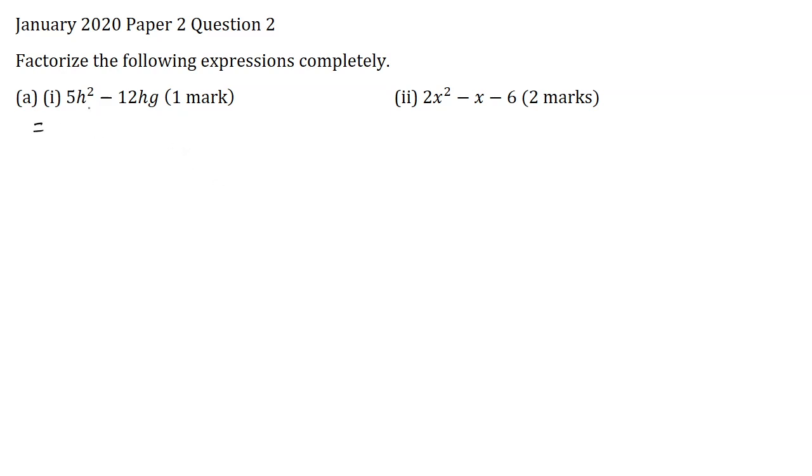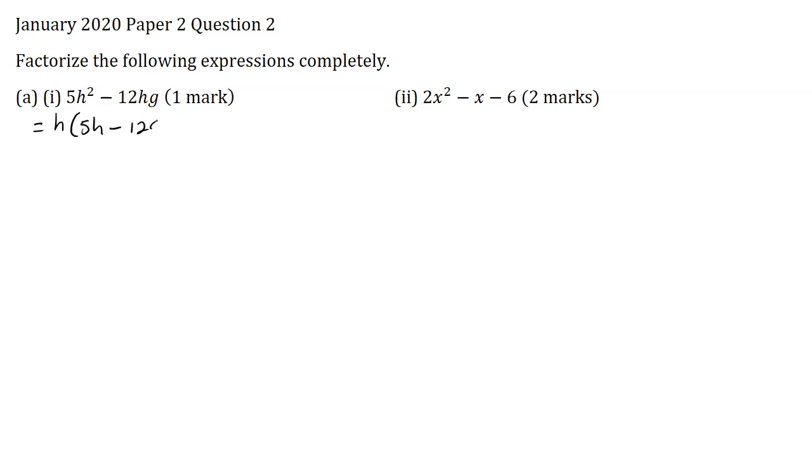Now the HCF of these two terms here is h, and I'm going to divide each of the terms by the HCF. So we have here 5h squared divided by h here is 5h, minus 12hg divided by h here is 12g.